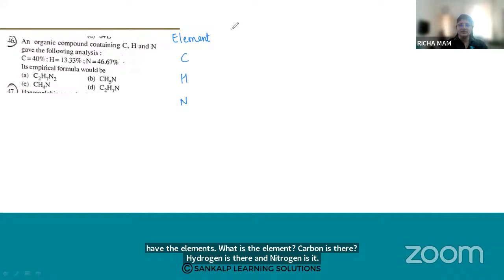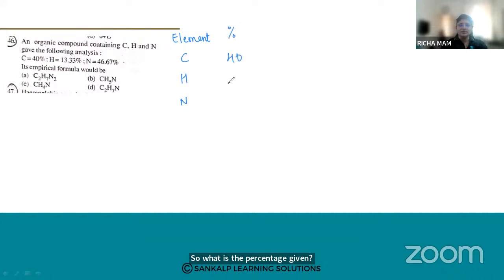What about others? So here we have the elements. Carbon is there, hydrogen is there, and nitrogen is there. What is the percentage given? This is 40%, this is 13.33%, and this is 46.67%.